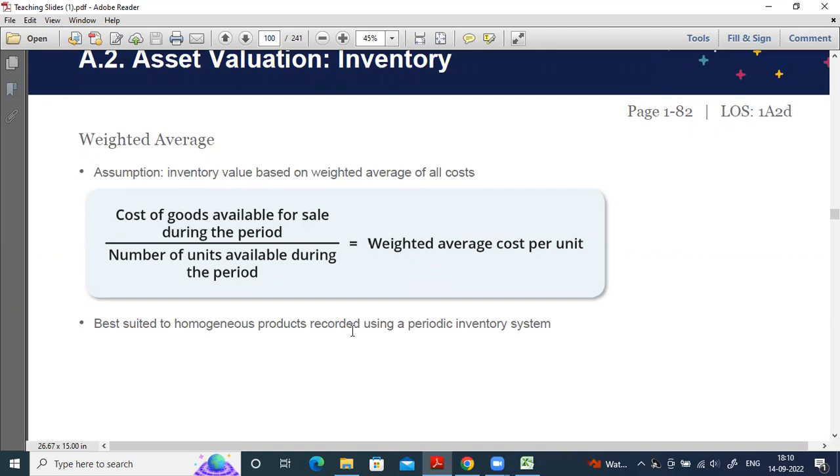Now it is best suited to homogeneous products recorded using a periodic inventory system. Let me explain what this homogeneous product is. Homogeneous products means similar products. If a company manufactures and sells similar products, we can use this weighted average method. Similar products mean there is no change. Suppose I take a cosmetic company. In case of a cosmetic company, they won't manufacture similar products. They will be manufacturing different products.